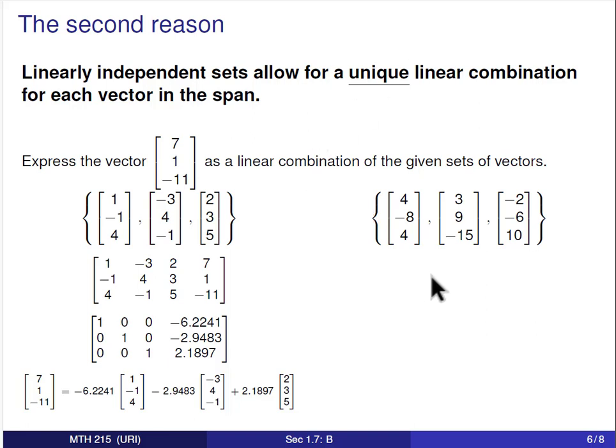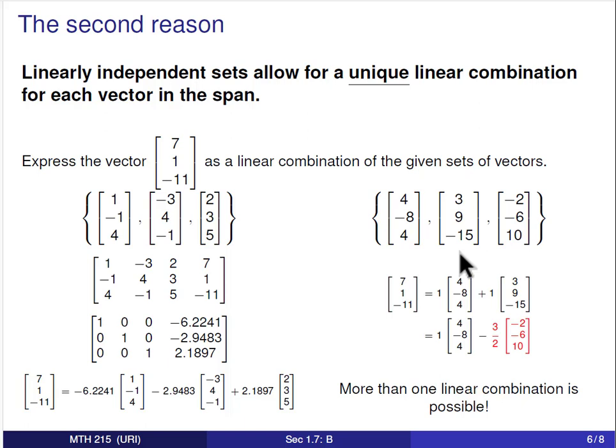Now in the second set of vectors, the linearly dependent set, let's take a look at that same problem of writing 7, 1, minus 11. Now one thing we might worry about is whether this is even in the span of these three vectors, but it turns out that it is, and we don't have to go through this process. We can actually see that 7, 1, minus 11 is, if we just happen to add the first two vectors together, the sum of the first two vectors.